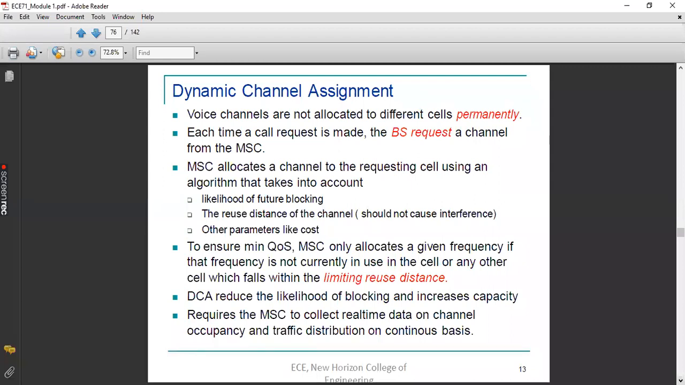MSC is nothing but mobile switching center, which is responsible for managing the base station. The base station is handling the channel assignment. It is actually responsible for assigning the channel, but it is monitored by MSC. Each time a call request is made, the base station requests a channel from the MSC. Whenever a subscriber under a particular cell initiates a call, that request goes through the control channel to the base station, and the base station will request the MSC to allocate a channel.